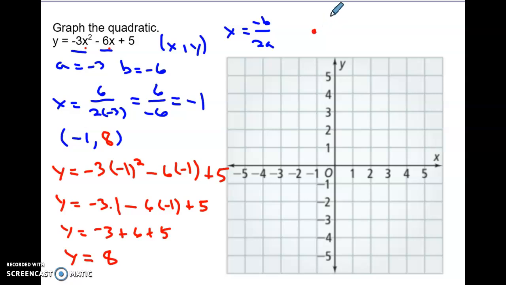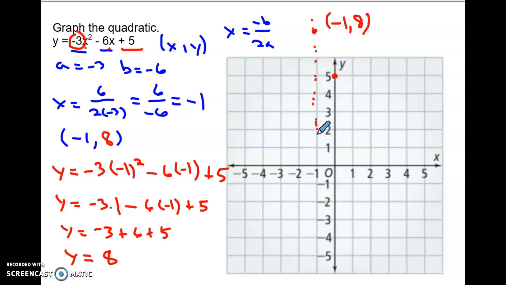We'll just plot it up here. Alright, this is negative 1 and 8. This one should open down because of this negative 3 here. Right, but we'll figure that out either way because the next step in the process is to do a couple more points. Right now that we've got our vertex point, the other point we're going to do is the y-intercept, which is that number on the end. So that's 5.